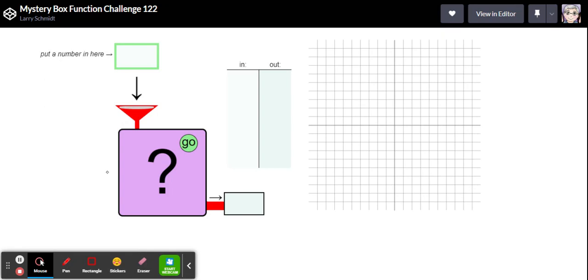Hello everybody and welcome to another mystery box function challenge. In the purple box there is some mystery math and your challenge is to figure out what that is. You can try this out by using the link in the description, and when you think you've got an answer, come on back and see if we get the same thing.